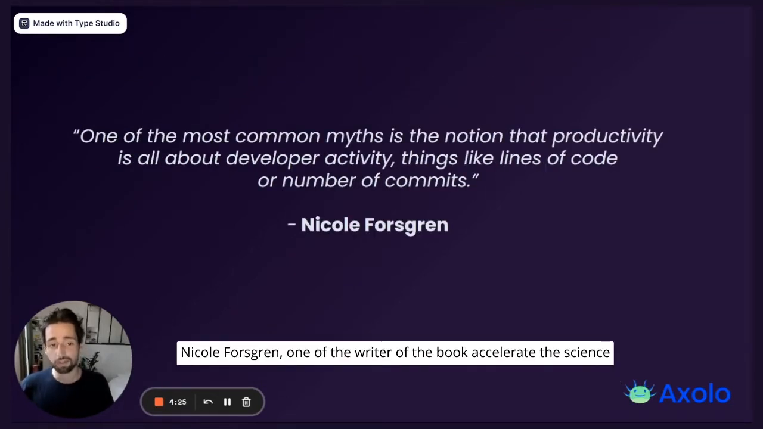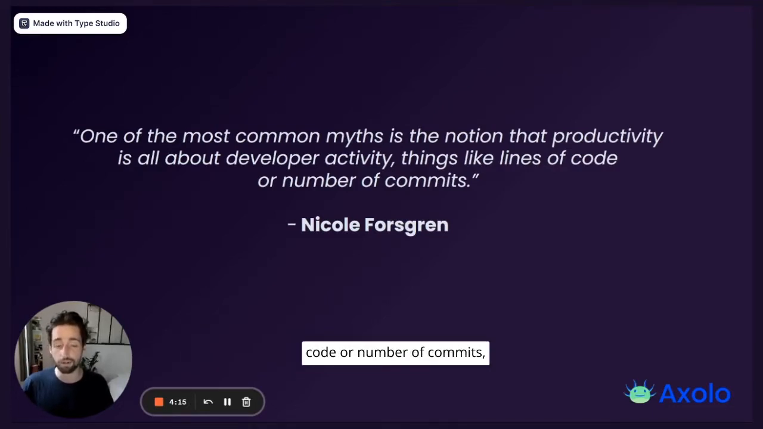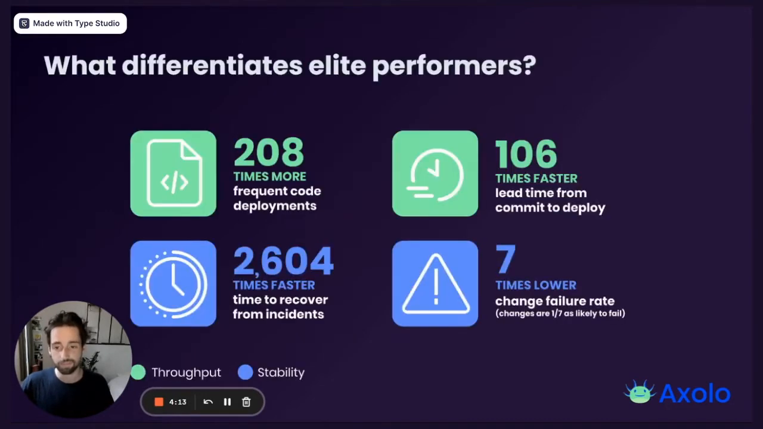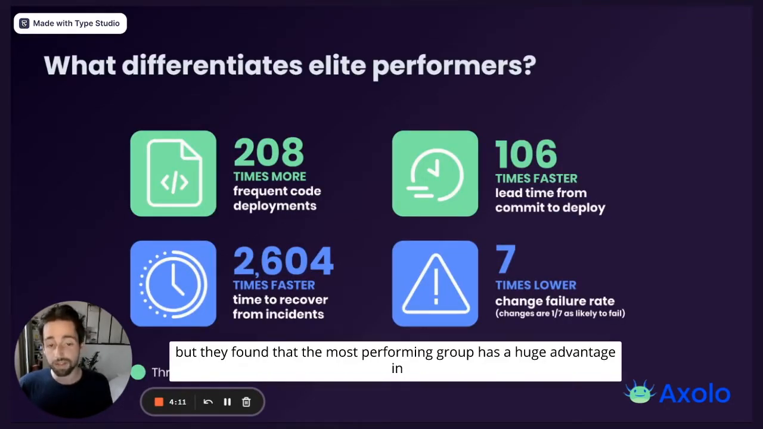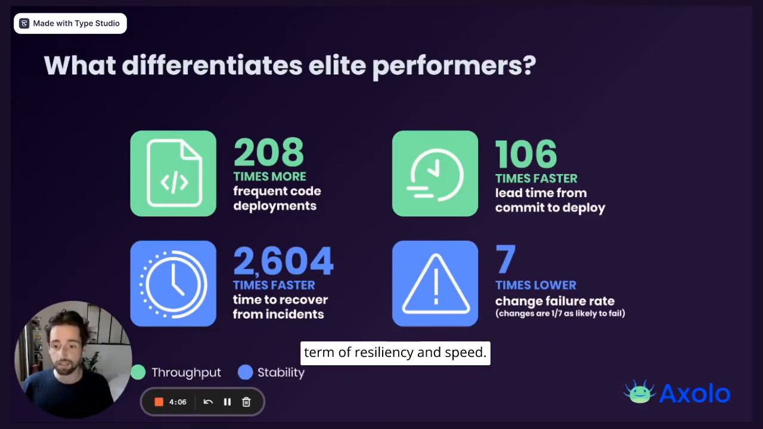Nicole Forsgren, one of the writers of the book Accelerate: The Science Behind DevOps, said that one of the most common myths is the notion that productivity is all about developer activity, things like lines of code or number of commits. But they found that the highest performing group has a huge advantage in terms of resiliency and speed. I think you can see the numbers for yourself.